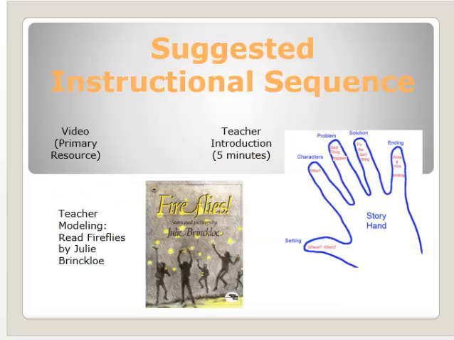The instructional sequence should follow the workshop model. Bring the students to a designated group area. Once they're seated and quiet, discuss the basic elements of a narrative story by using the story hand. Remind them of setting, characters, problem, solution, and ending. After that 5-minute discussion, read the story Fireflies to the class.